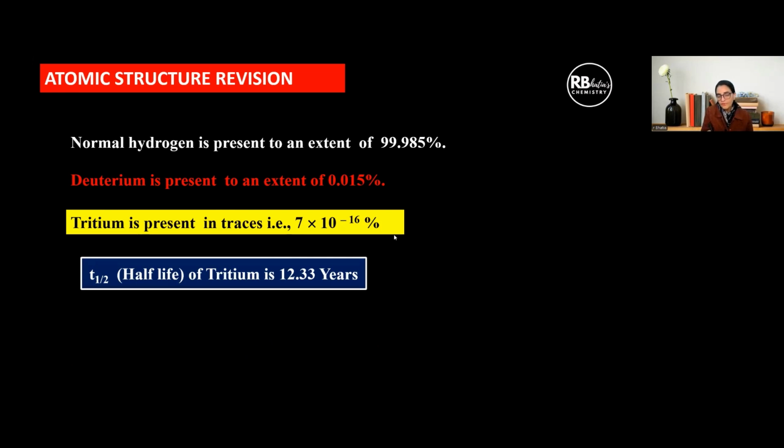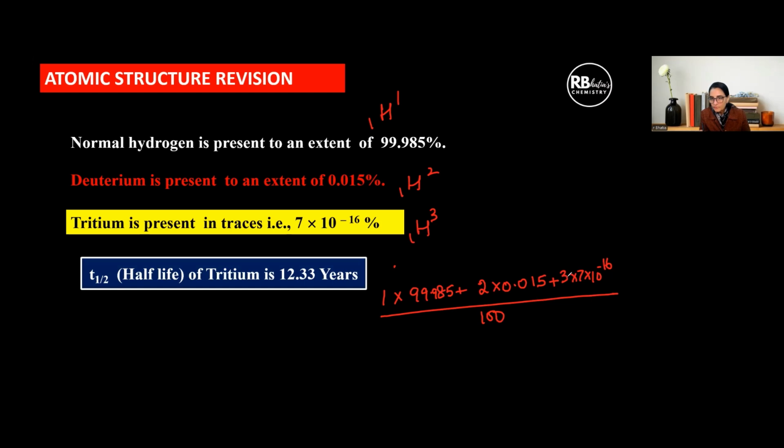So, based on this information, if I try to calculate the average atomic mass of hydrogen, what am I going to do? I'll write this: hydrogen is 1H1, this is 1H2, and this is 1H3. So what am I going to do? 1 into 99.985 plus 2 into 0.015 plus 3 into 7 into 10 to the power minus 16, upon 100. This is what we are going to do. So this value can almost be ignored because it's going to be too small. And when you calculate the net outcome of this, it comes out to be 1.008. So that is why the average atomic mass of hydrogen is equal to 1.008.